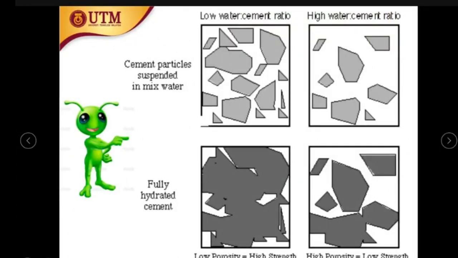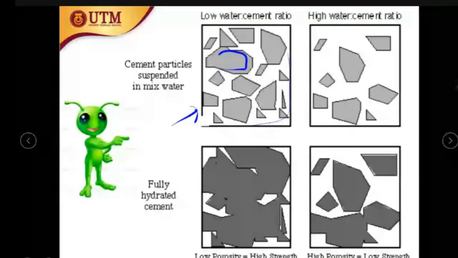If you look at this diagram, this is the resemblance of what is happening inside our concrete mix. When the water cement ratio is low, which means the cement is more compared to water, you will see like this. In this small box, you can see there are a lot of cement particles floating in the water. But if the condition is high water cement ratio, which looks like this, you will have a lot of water.